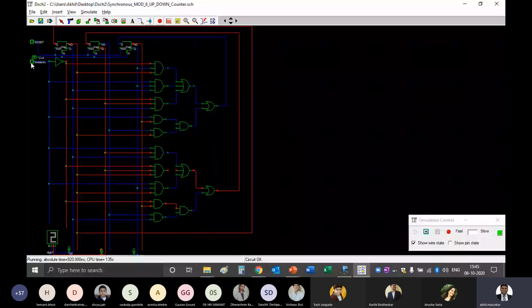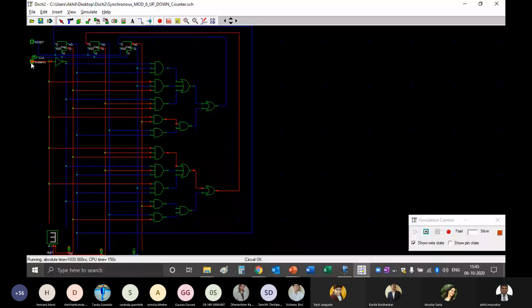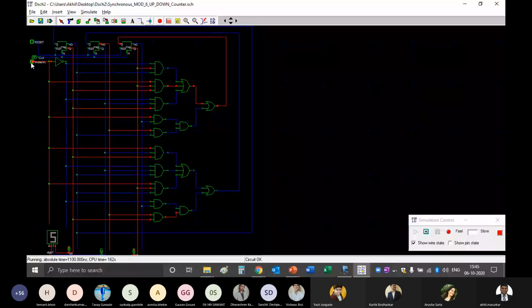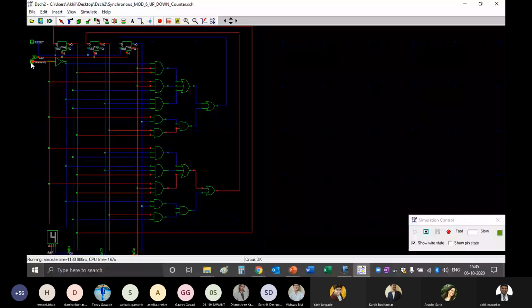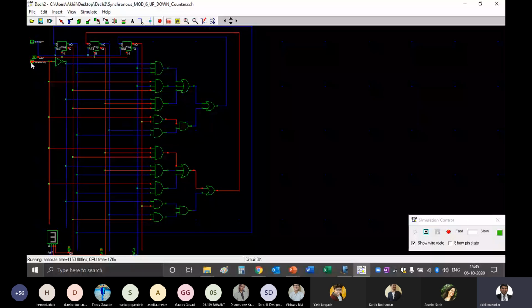So now it is counting up. When n is 0, it will count up. When n is 1, it will count down. So again I am making n equal to 1. Just check whether it is counting down or not. Yes, so it's counting down. Then 4, then 3, then 2.